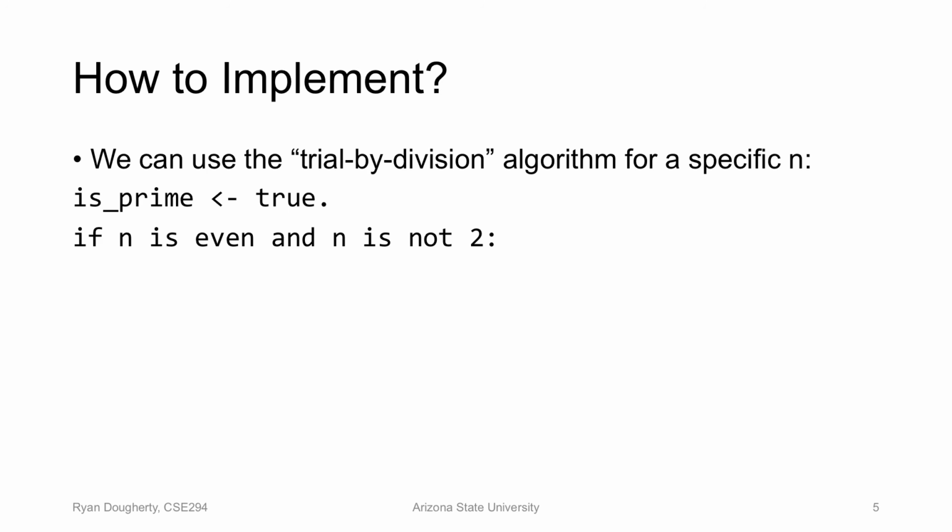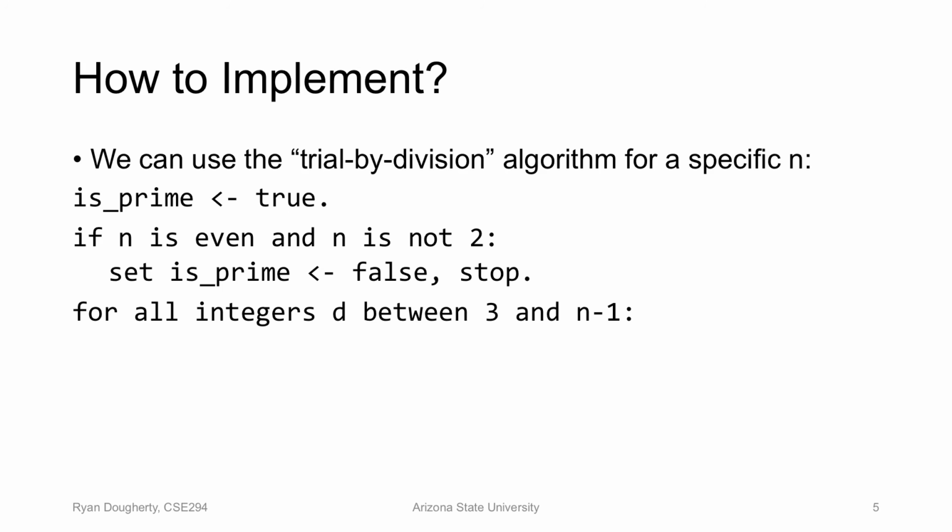If n is even, it's definitely not prime, right? Because if it's even, it's divisible by 2 already. And if it's not 2, then it can't be prime, and there are no other even prime numbers. So it definitely must be false, and we must stop, right? Because there's no point in searching further.